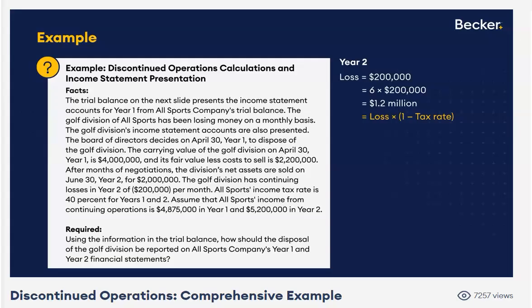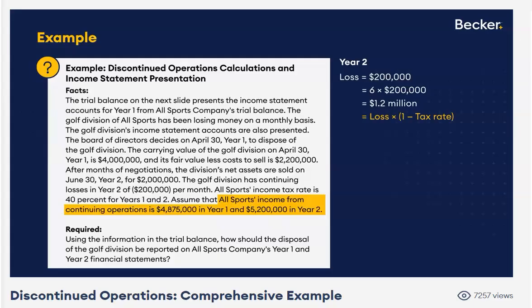Okay, so here are the requirements. Using the information in the trial balance, how should the disposal of the golf division be reported in year 1 and year 2? Now, right above the requirement, I want you to note what they've given us here. They've given us the income from continuing operations for All Sports Company, for years 1 and 2. That means it excludes the golf division.